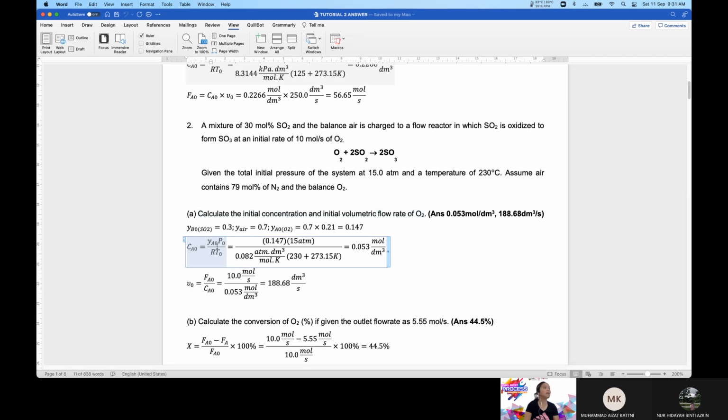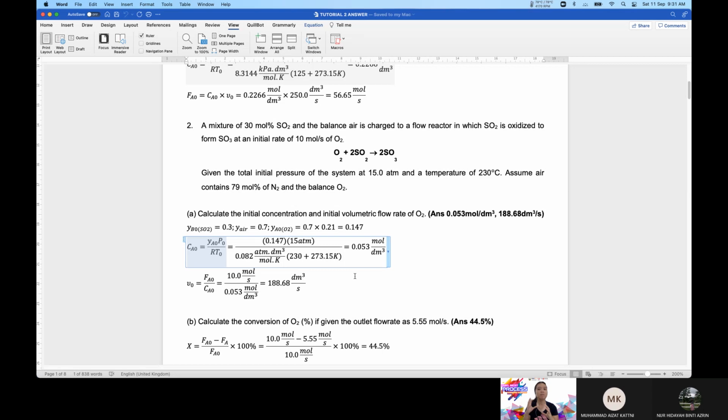Okay, but now you have to be a bit more careful because it gives us the total pressure. It means we cannot directly use the pressure given. So we must multiply P0 by the mole fraction of oxygen first. To find the concentration of oxygen, I need the mole fraction of oxygen multiplied by the initial total pressure, divided by RT0. Okay, so the P0 part is fine, we already know the total pressure is 15 atm. But now we want to know the mole fraction of oxygen.